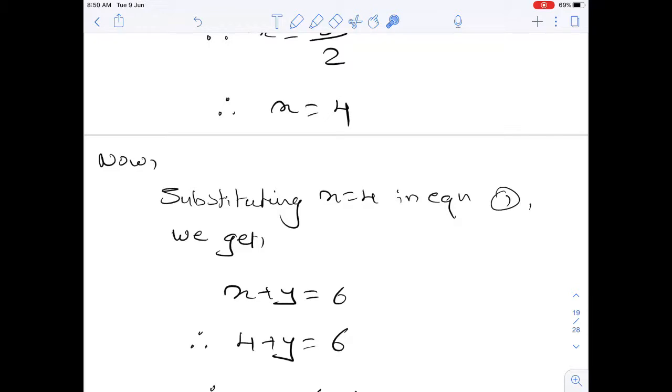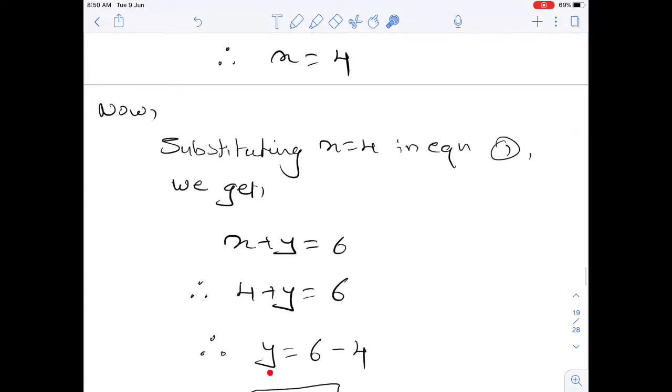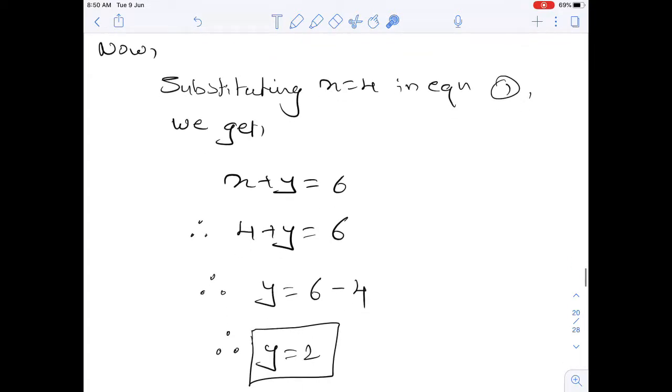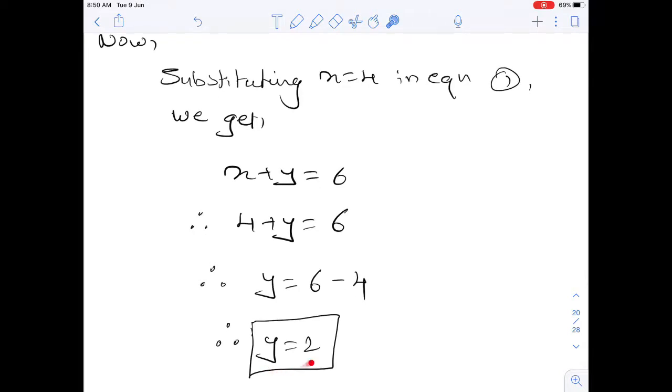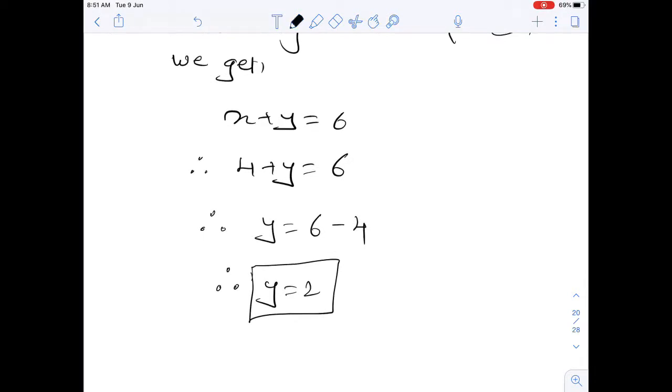Again, the same condition: we have to keep the variable on one side and all the numbers on the other side. Here this 4 is added to y. If we change its side, it will be subtracted, so in the next step you will get y equals 6 minus 4. On subtracting, you will get y equals 2. So finally, the solution is x equals 4 and y equals 2 for the given equations.